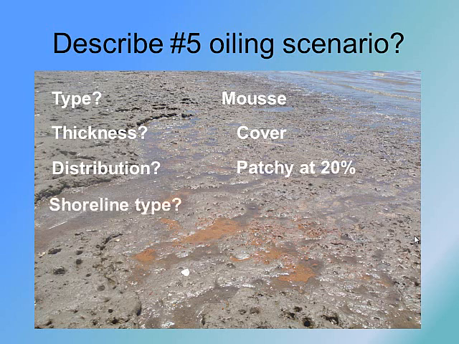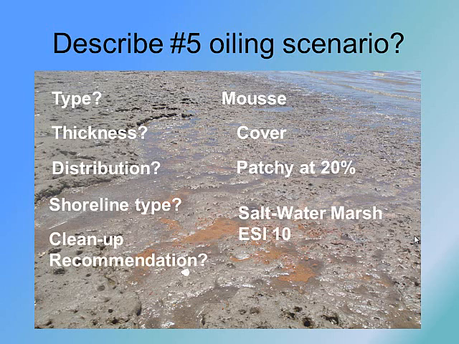And then our shoreline type we're looking at here. It's a little hard to tell by the picture, but it's a salt marsh habitat. For our cleanup recommendations in salt marsh habitat, I would want to do natural remediation. It would cause a lot of damage to the salt marsh to have crews, and we couldn't really use mechanical equipment here. You just want to try to keep the oil on the top so it can naturally degrade and not get pushed down into the sediment.